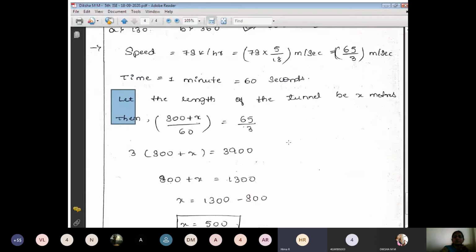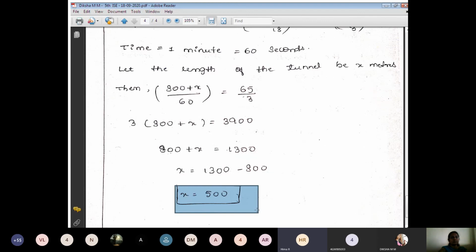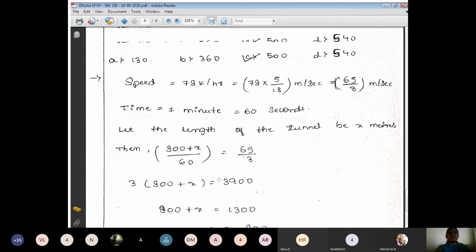Next, we'll take the length of the tunnel as x meters. Speed is equal to distance by time. The distance is 800 meters plus the length of the tunnel, x meters. So (800 plus x) divided by time, which is 60. Speed is equal to 65 by 3. If we cross multiply and solve, we get the answer as 500. What is this 500? The length of the tunnel, in meters. So finally, the length of the tunnel is 500 meters.